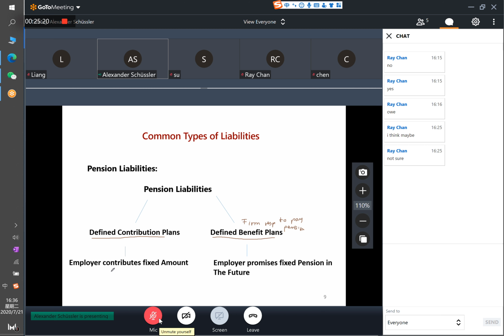Here, the responsibility lies at the employee. Once the payment is made, the employee is responsible.